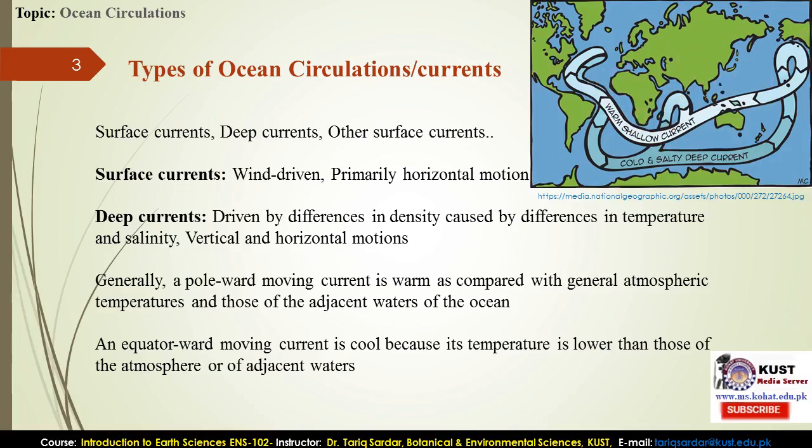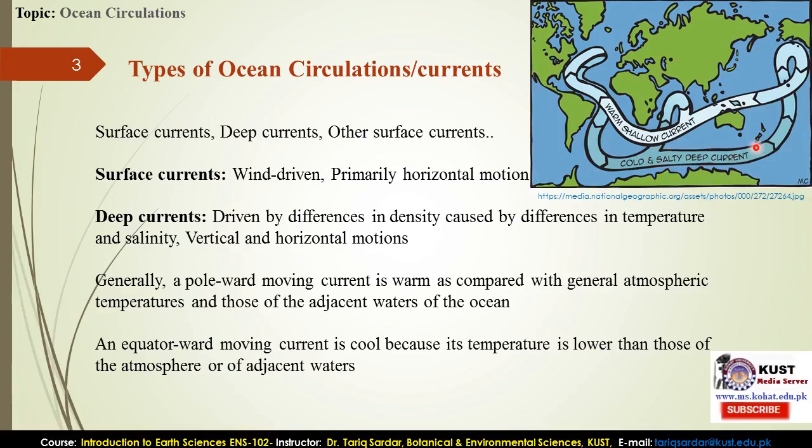What other types are there? The deep currents are driven by differences in density. As I mentioned earlier, cold and salty water forms deep currents, because of the temperature difference and also the salinity. This water is much more saline and cold, so it will be dense and automatically form deeper currents, with vertical as well as horizontal motion. They can form both types of currents.